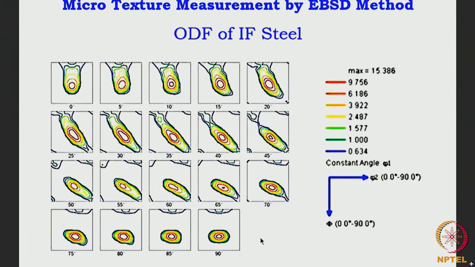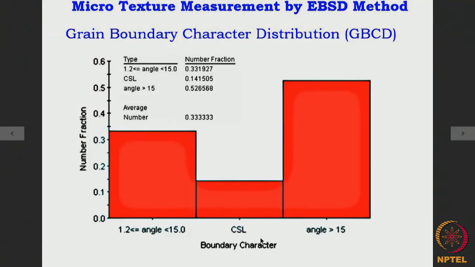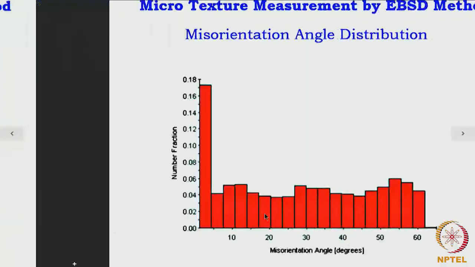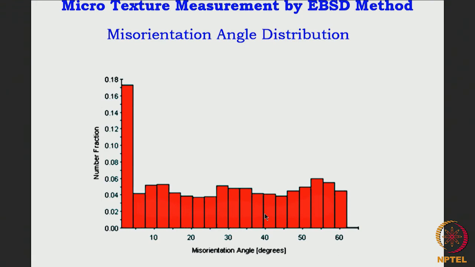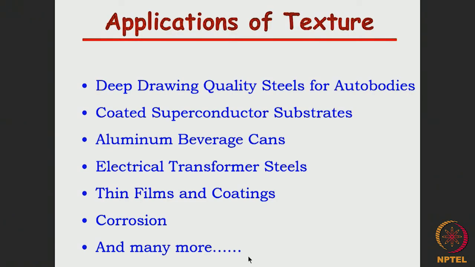You see, orientation imaging microscopy gives you a lot more information too. For example, by the EBSD method, we can have information about the grain boundary character distribution. So what is the fraction of grain boundaries which are low angle boundaries, what are high angle boundaries and CSL boundaries? All this information can be obtained from orientation imaging microscopy. It can also yield a lot of information about how the misorientation angle distribution takes place in a particular area amongst the different grains. As you can see here, texture has many, many applications.